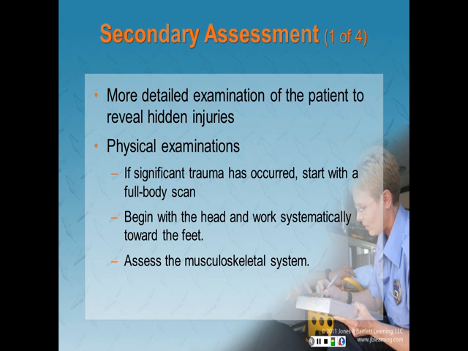The secondary assessment is a more detailed, comprehensive exam of the patient that can reveal injuries that may have been missed during primary assessment. If significant trauma has likely affected multiple systems, start with a full body scan to be sure that you have found all the problems and injuries. Begin with the head and work systematically toward the feet, checking the head, chest, abdomen, extremities, and back. The goal is to identify hidden and potentially life-threatening injuries, and you need to assess the musculoskeletal system performing a detailed full body scan and use the DCAP-BTLS approach.